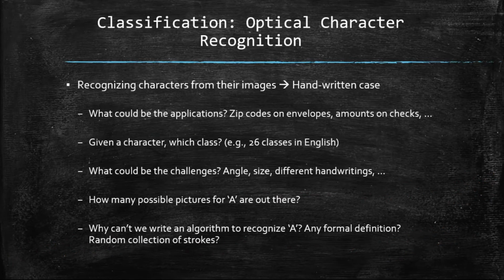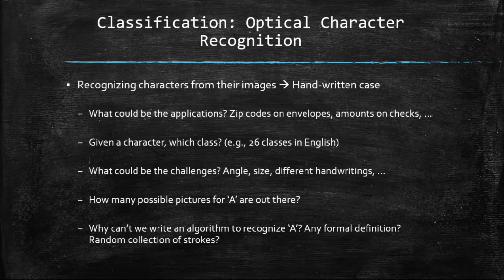So let's focus more on classification. One of the exciting areas of classification is called optical character recognition. Basically the idea is that given an image of characters, you'd like to recognize those characters, right? Say, consider a handwritten case where people have written loads of numbers and digits and so on, right?